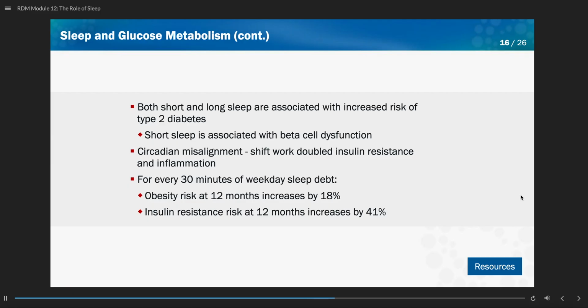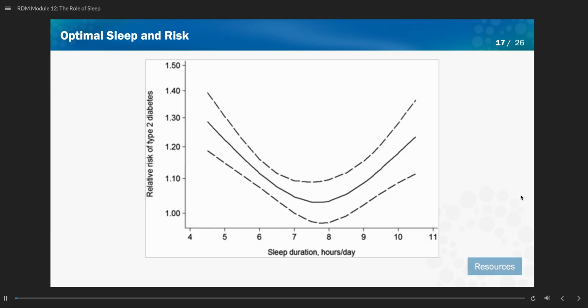This was really interesting. For every 30 minutes of weekday sleep debt, the risk of obesity and insulin resistance at 12 months was increased by 18% for obesity and 41% for insulin resistance. And so, small amounts of sleep that accumulate over time can have an impact. And I always tell my patients that little things add up to create significant impacts, even over the course of 1 to 2 years.